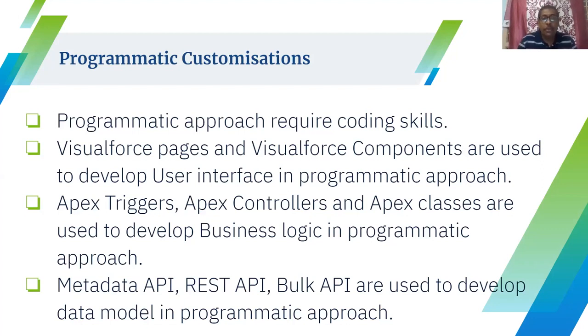Apart from that, we are going to write Apex triggers, Apex controllers, and Apex classes, which are used to develop the business logic. In order to write your business logic, you use Apex triggers, Apex controllers, Apex classes, and so on. And you use APIs like Metadata API, REST API, and Bulk API to develop the data model in the programmatic approach.